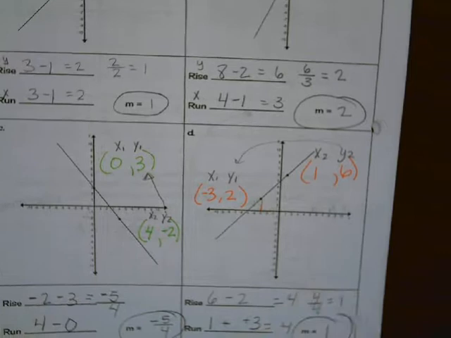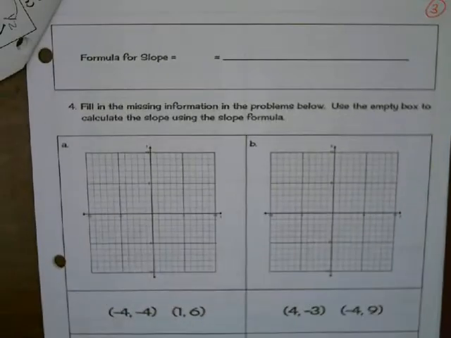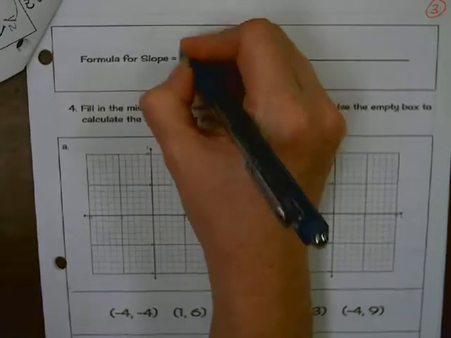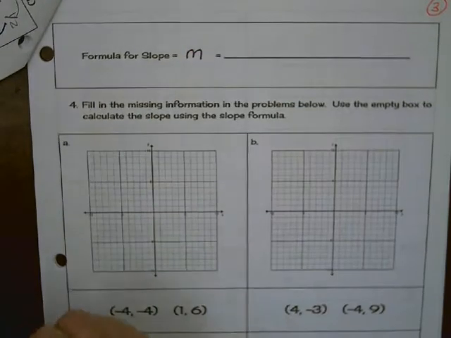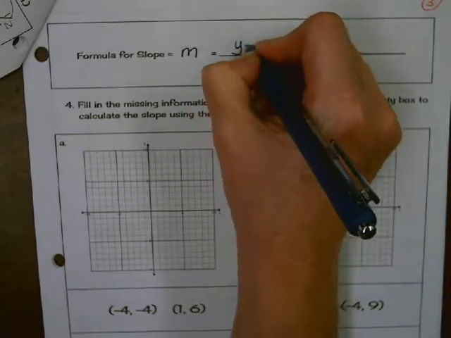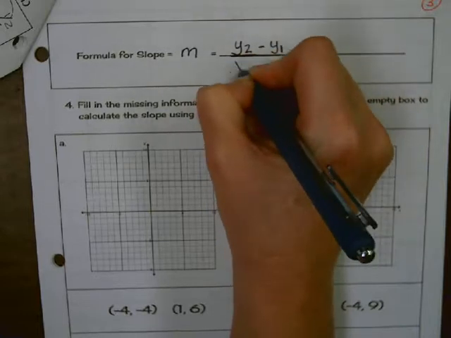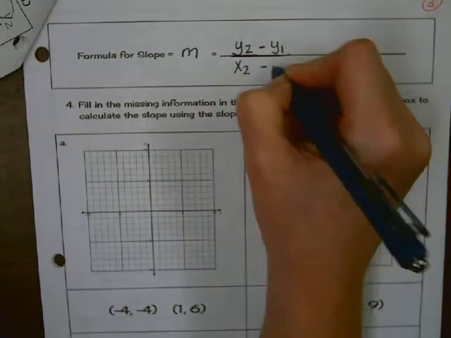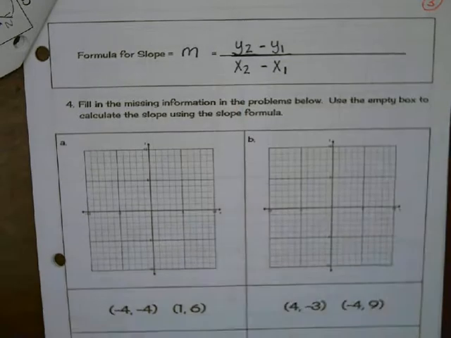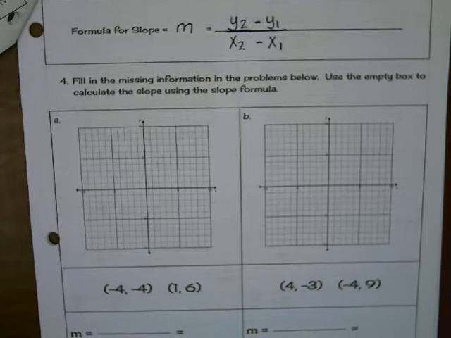We are going to write the formula that we have been using. Okay, ready? The formula for slope, remember, for some reason, slope is an m. So m equals y2 minus y1 over x2 minus x1. Okay? So now we're going to get a chance to calculate some slopes.